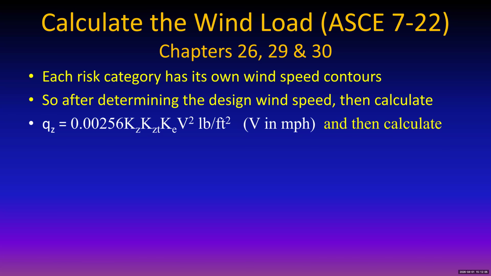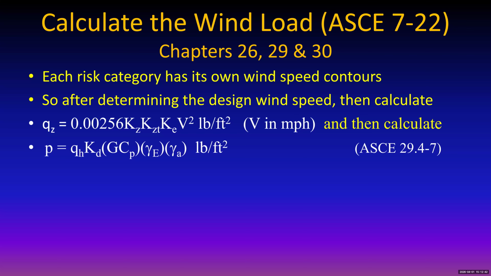So we have this formula that qz is 0.00256 Kz Kzt Ke V squared, in pounds per square foot. Good units, pounds per square foot. Pressure, that's what we need to know, the wind pressure. The 0.00256 has to do with the density of wind. Kz, Kzt, and Ke we'll figure out here in a minute. We have to look at what the definitions are. But as soon as we figure that out, then we get qz in pounds per square foot.